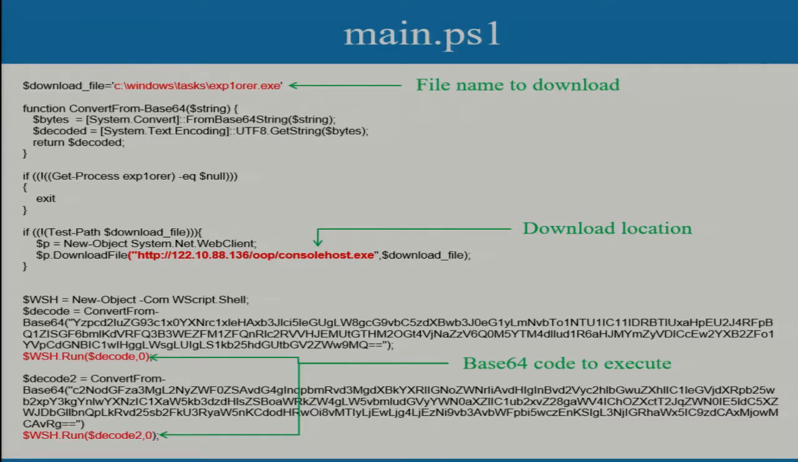So it downloads another file from, again, the same host, consolehost.exe. So now we're downloading another executable. And then at the very bottom, it has 2 pieces of base64 that it's going to execute.